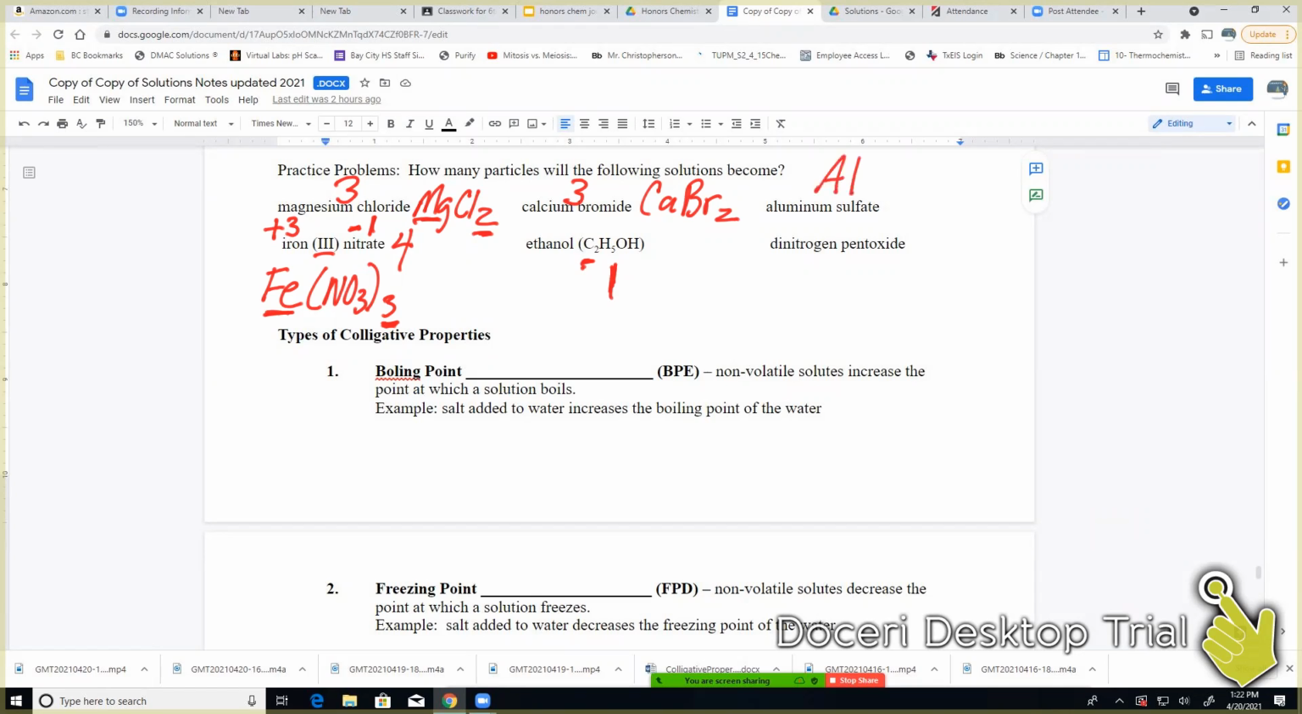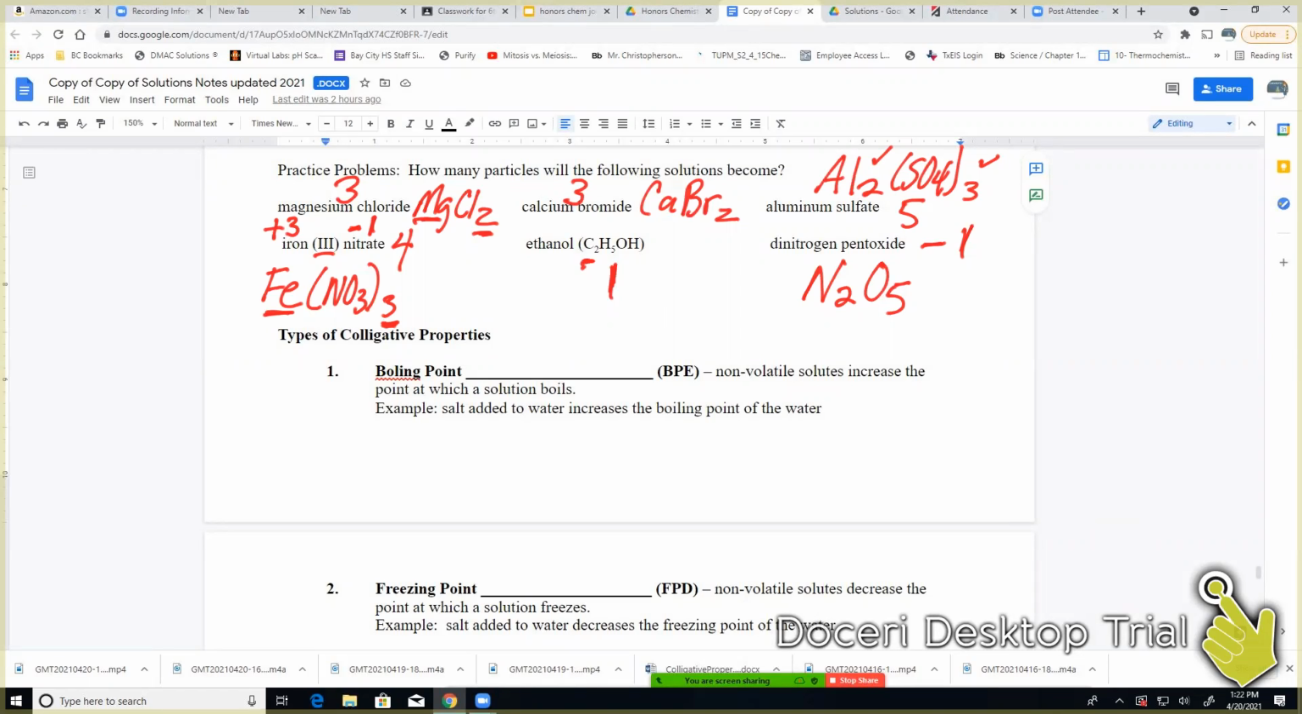Aluminum sulfate, Al2(SO4)3. So how many would that ionize into? 5, exactly. 2 aluminum, 3 sulfate, so a total of 5. And then what about dinitrogen pentoxide? It looks like it would be 7, but is that an ionic compound? It's covalent, 2 nonmetals. So this is actually just one particle. They stay together. And you'll see in a minute that is going to be part of our formula.